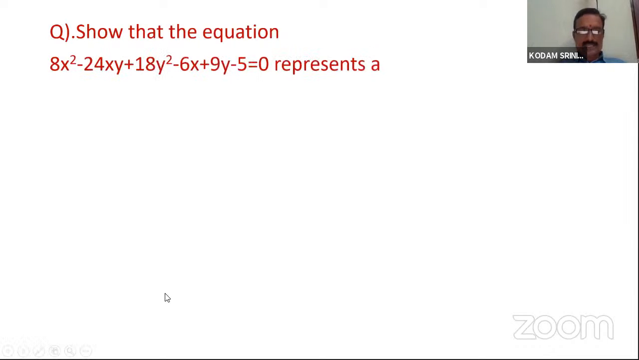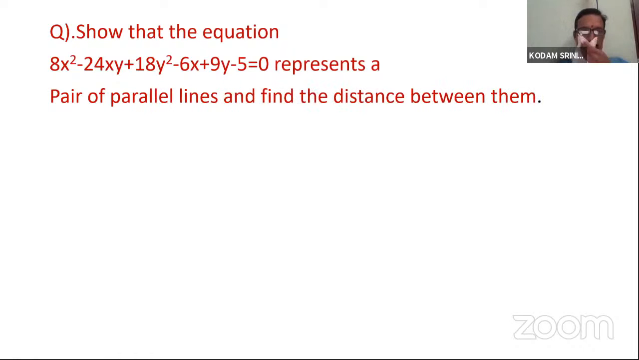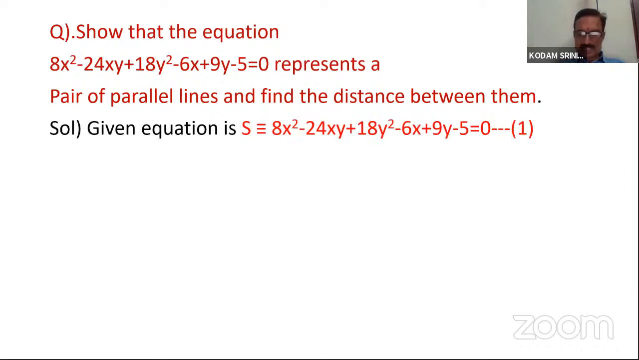Let us solve one problem using the previous theorem. Show that the equation 8x square minus 24xy plus 18y square minus 6x plus 9y minus 5 equal to 0 represents a pair of parallel lines, and we have to find the distance between this pair of parallel lines. So here the given equation is S equals 8x square minus 24xy plus 18y square minus 6x plus 9y minus 5 equal to 0.